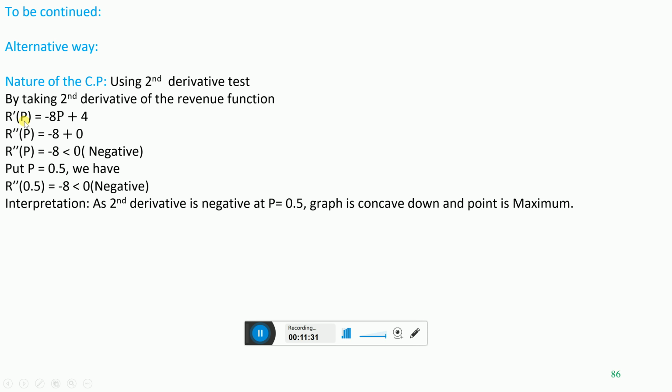So we are examining the p value 0.5. We will check p equal to 0.5 in the second derivative for p. R double prime of 0.5 is equal to minus 8. The second derivative value for p equal to 0.5 is negative, minus 8. This is less than 0, a negative value. This means that the graph of this function will be concave down and the point is the highest point along the graph of the function.